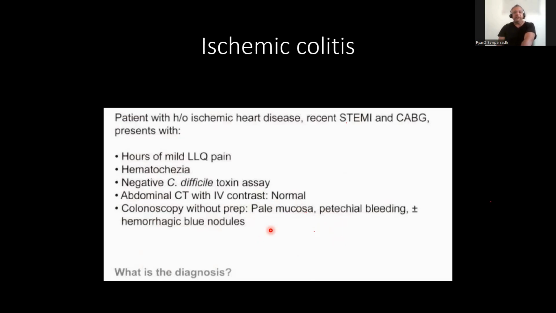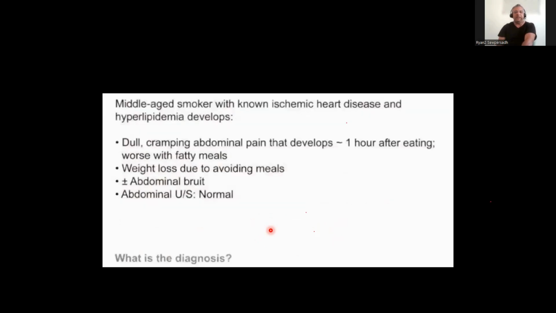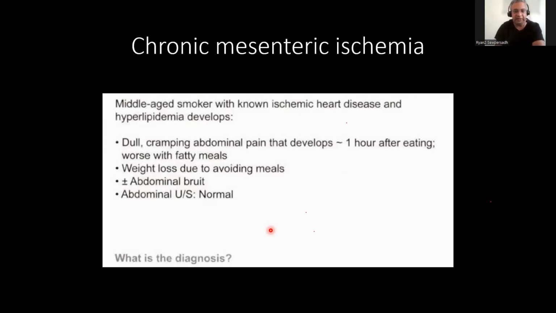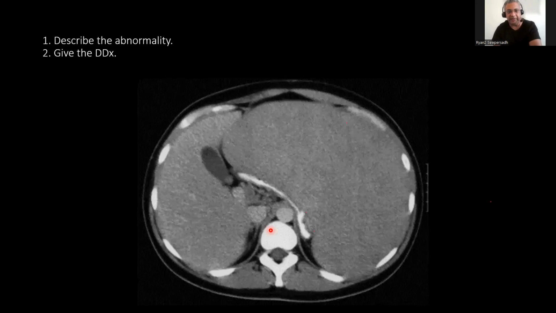All right. Middle-aged smoker with known ischemic heart disease and hyperlipidemia comes in with dull, cramping abdominal pain that develops about 1 hour after eating, worse with fatty meals. Has weight loss due to avoiding meals, abdominal bruit, and may have a normal ultrasound. That's chronic mesenteric ischemia. Okay, guys, this is massive splenomegaly.